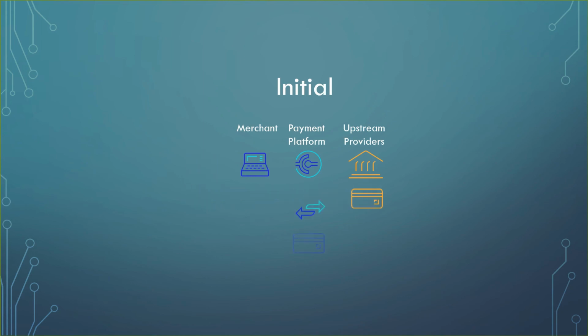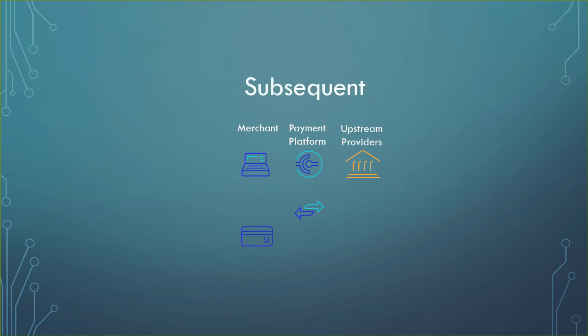Well, once again, you can see it goes through and you get a token back. And then on subsequent transactions, very much the same thing that we've seen before. Send the transaction through, translates at the payment platform, and onwards to the upstream provider. And like I said, this works nicely because it works both card present and card not present.